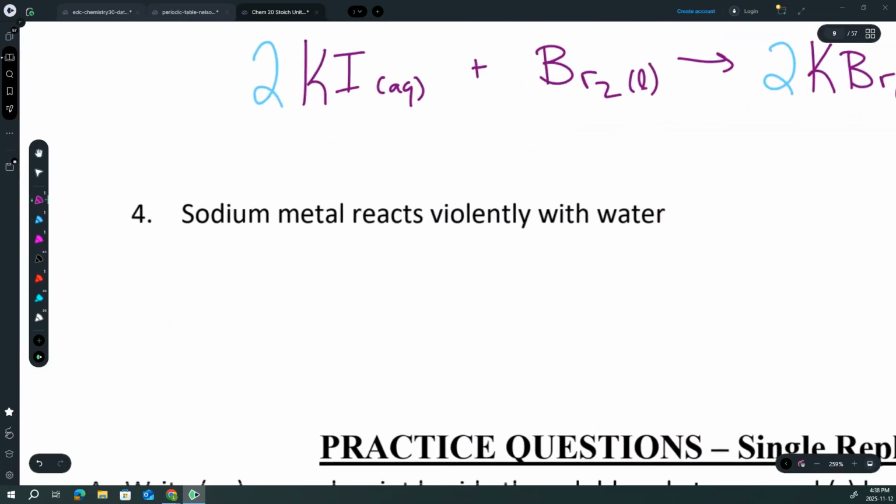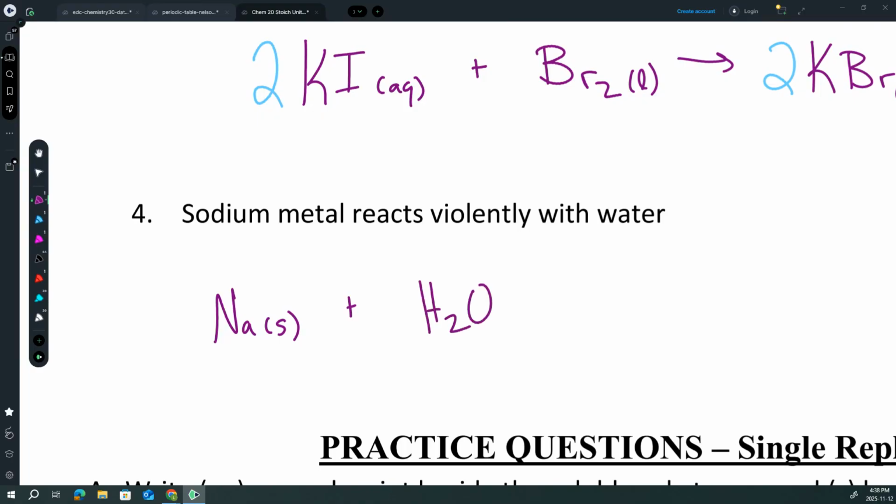All right, last but not least, sodium metal. So sodium metal reacts violently with water. So in this case here, water, obviously it's H2O, but to make life easier, I'm going to write it slightly differently. There's still 2 hydrogens, still 1 oxygen. This is still water. Okay, but it just makes figuring out the products a bit easier.